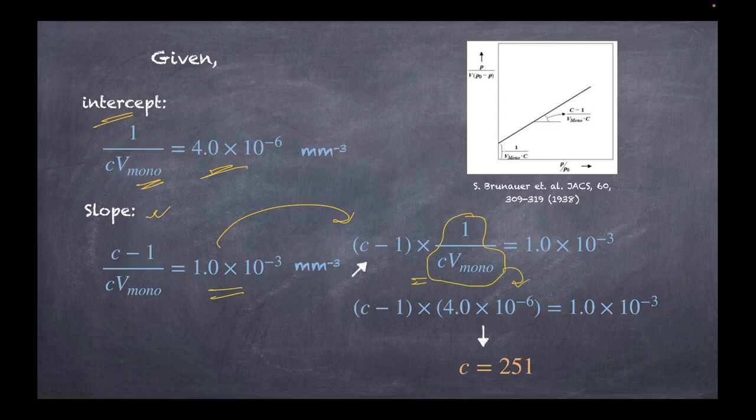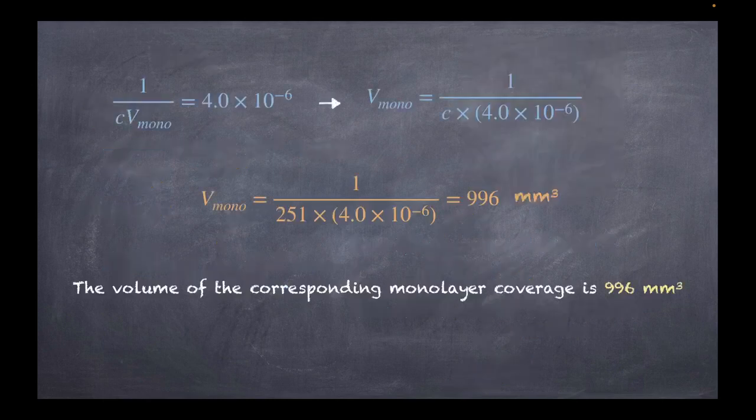So now put this value here: (C minus 1) times 4.0 times 10 to the power minus 6 equals 1.0 times 10 to the power minus 3. Now from this expression we can get the value of C. C is 251, which is the constant of the BET equation.